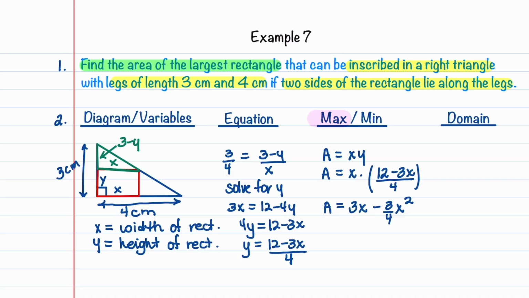The last category that we have to fill out is the domain. Let's go back here and look at our diagram. The domain is in terms of x, and x can be between this point and this point. So we can say that x is between 0 and 4, and this is a closed interval. So I'm going to put that down because that's going to make a difference to us in a few minutes.